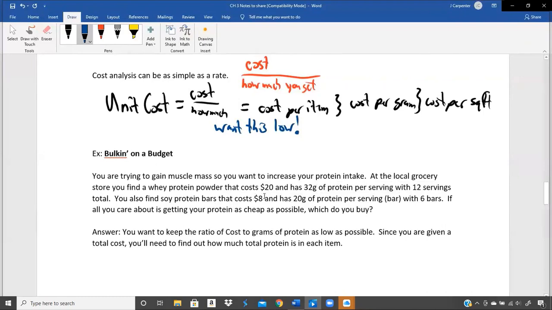So you find these soy protein bars that cost $8. Oh, wow, I'm going to buy those, right? Because 8's cheaper than 20. So when I'm thinking in the moment, 8's cheaper than 20, let's go with the protein bars. Well, hold your horses. Let's think about this mathematically.